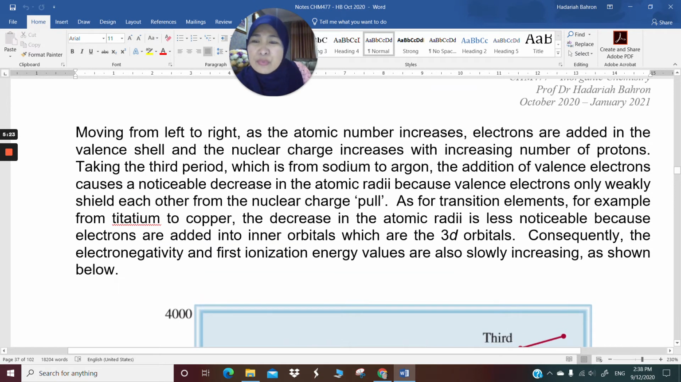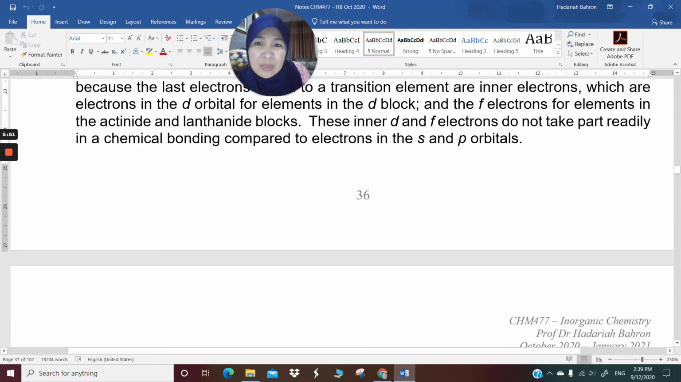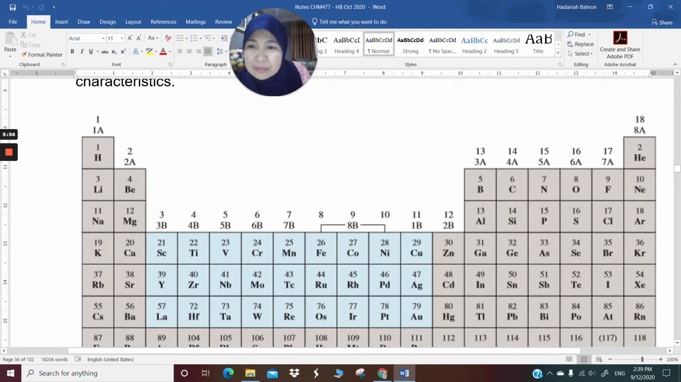Now, if we move from left to right of the periodic table, the atomic number increases. This is very, very common. This is the characteristic of the periodic table. Electrons are added in the valence shell, and the nuclear charge increases with increasing number of protons. Taking the third period, that means the third shell, you have the 3s, 3p, and the 3d, which is from sodium to argon. So let's have a look at sodium, magnesium, aluminum, silicon, phosphorus, sulfur, chlorine, and argon.